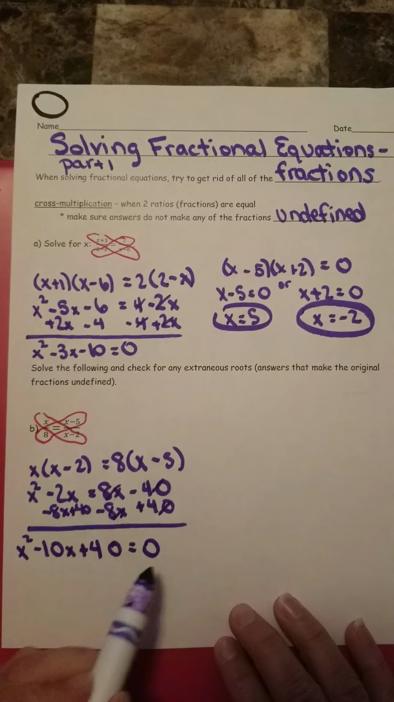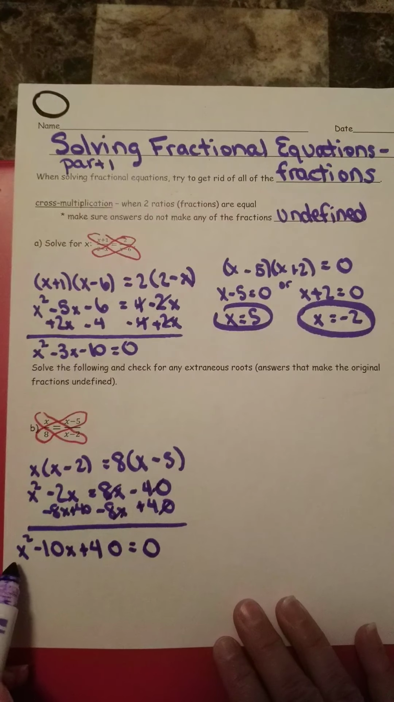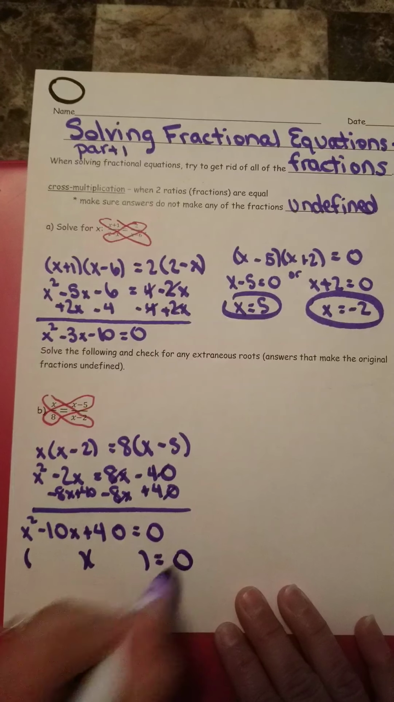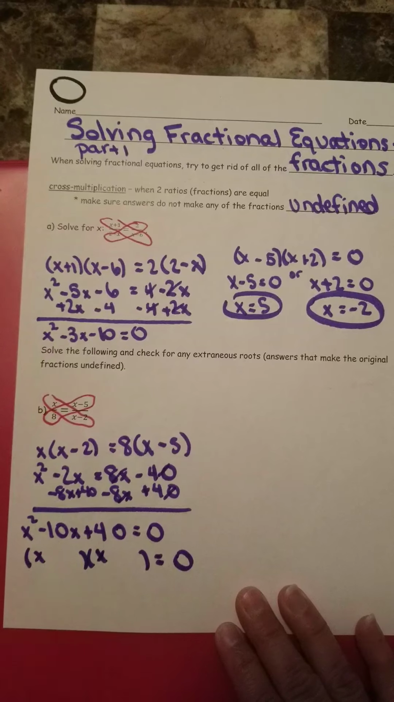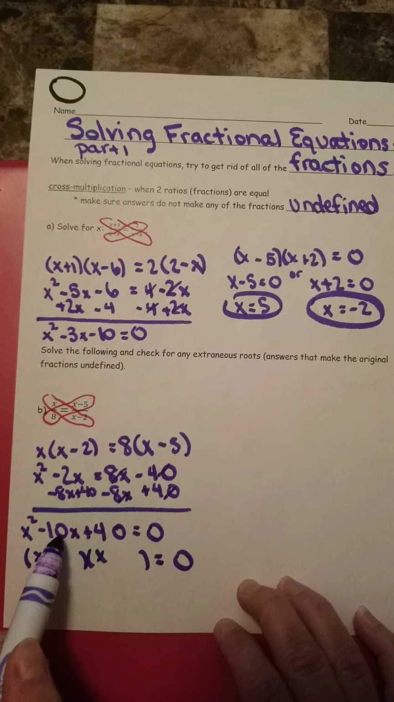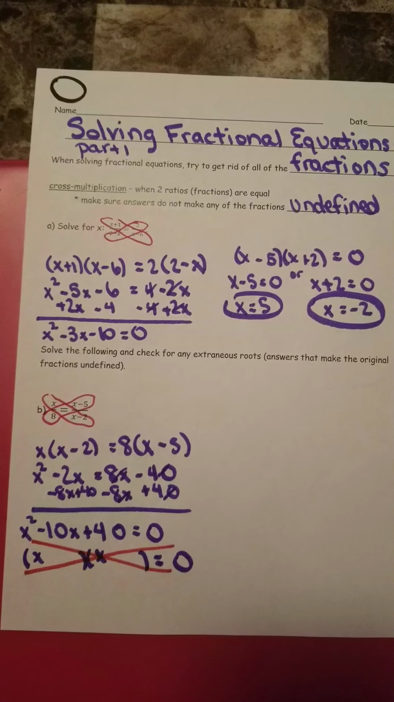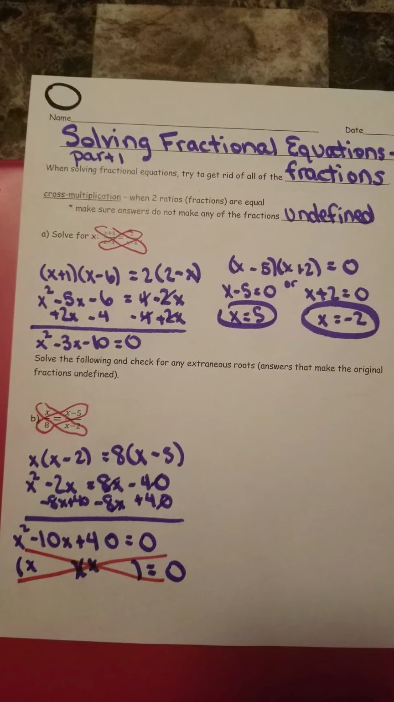There is a power of 2. I have it equal to 0. So now I look for a GCF. There isn't any, so I'm going to try to factor it. x and x. Factors of 40 that add up to 10. There are none, so we cannot factor. So what do we do when we have to solve and we have a power of 2? We're going to do the quadratic formula.